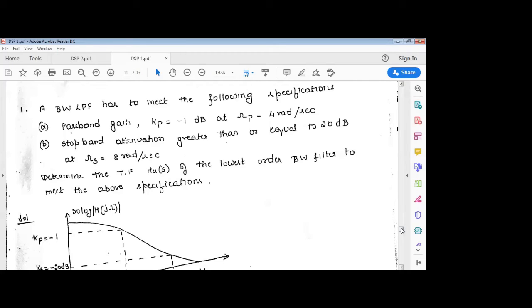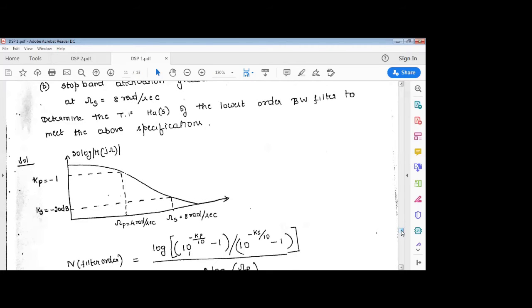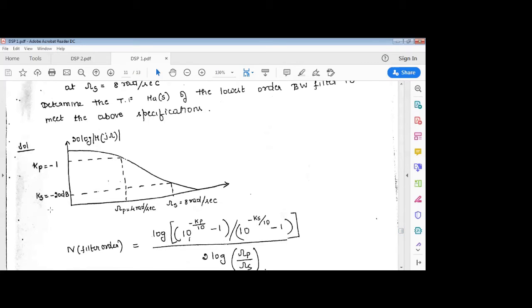If we plot the given data in the form of a frequency response curve, it will look something like this. That is a low pass magnitude frequency response curve with respect to the x and y axes. Of course, Kp is given as -1 dB, Ks is -20 dB, with omega p equal to 4 radians per second and omega s equal to 8 radians per second.